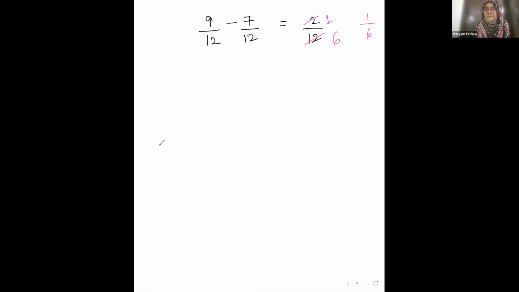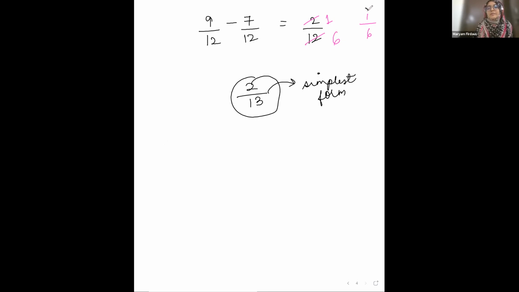Is that okay? What if it was 2 by 13? Then you don't have any common factors, do you? No, so we don't have to simplify it. This is the simplest form. When you can't simplify it further, then it is called the simplest form. For example, 1 by 6 is the simplest form.